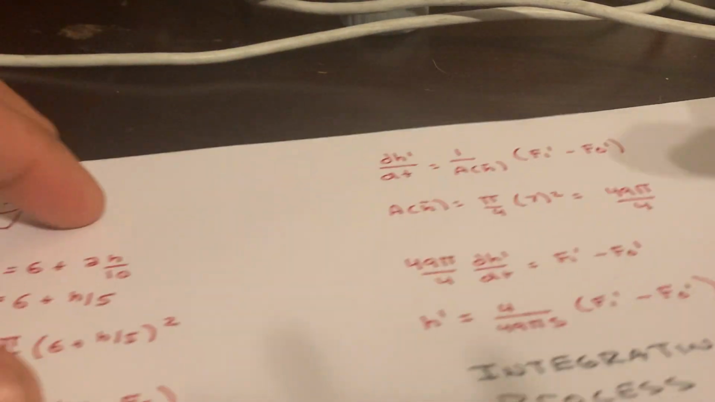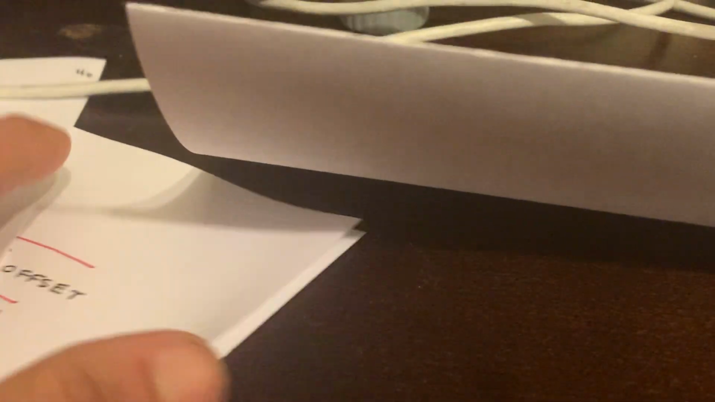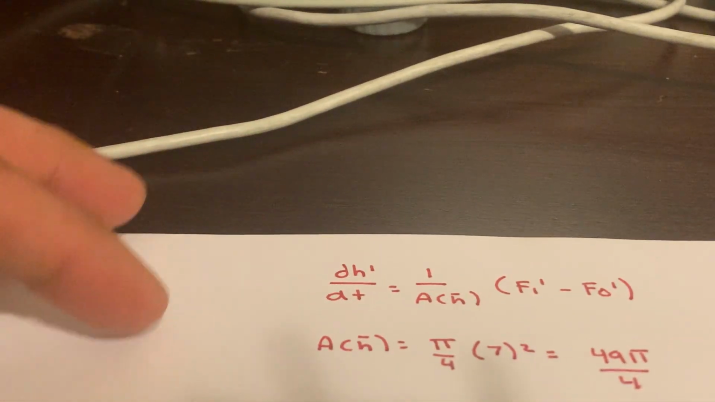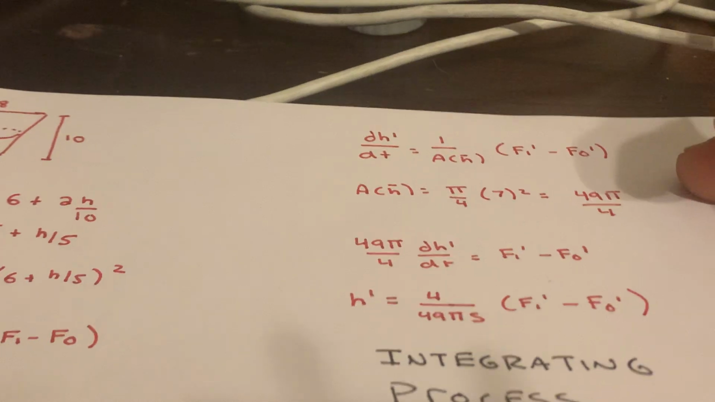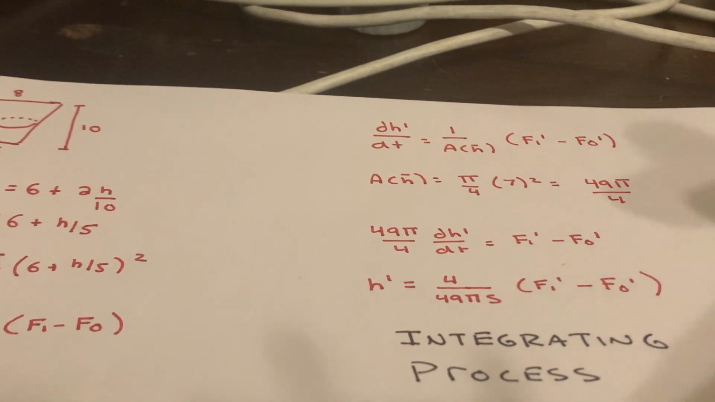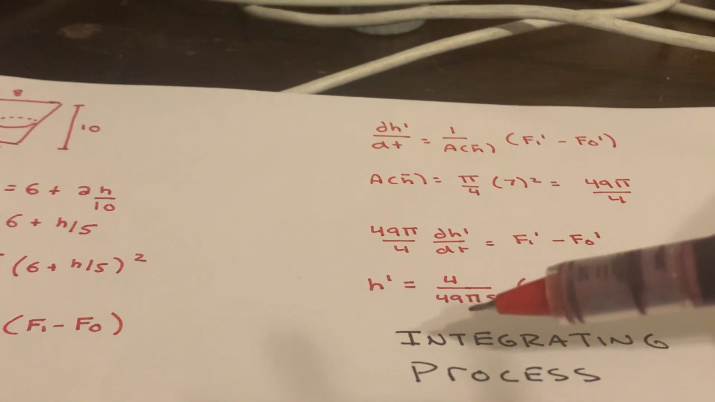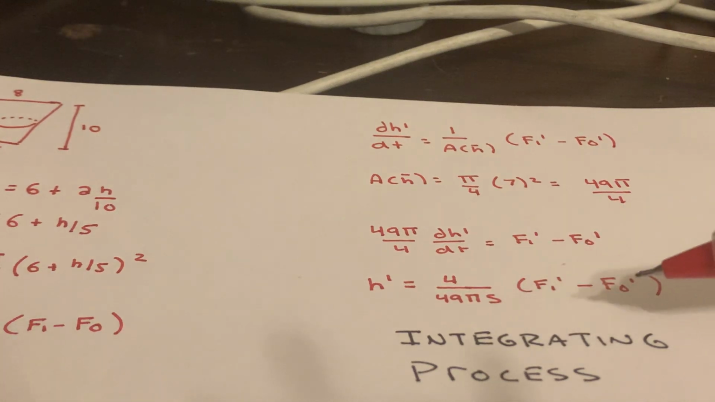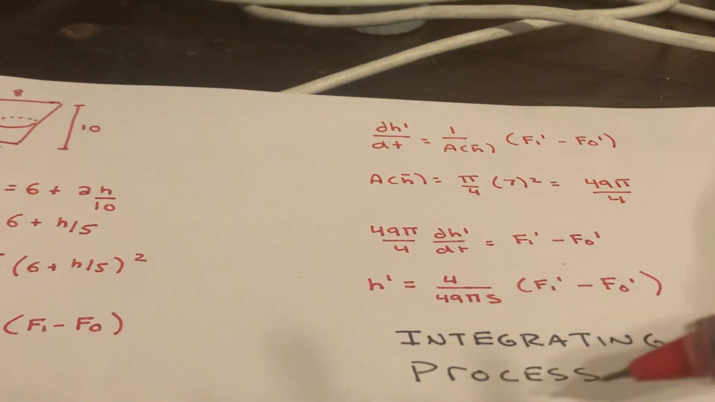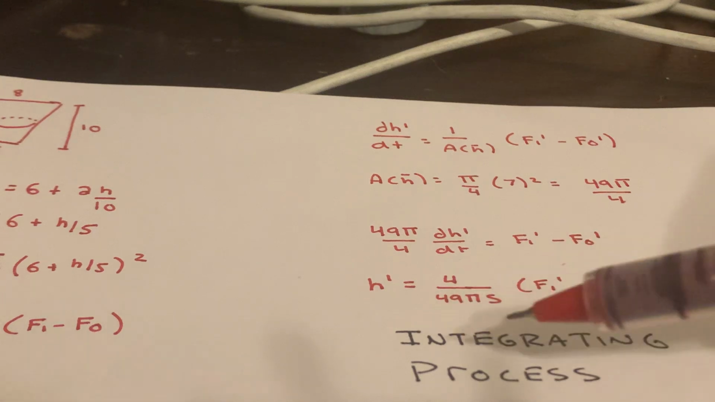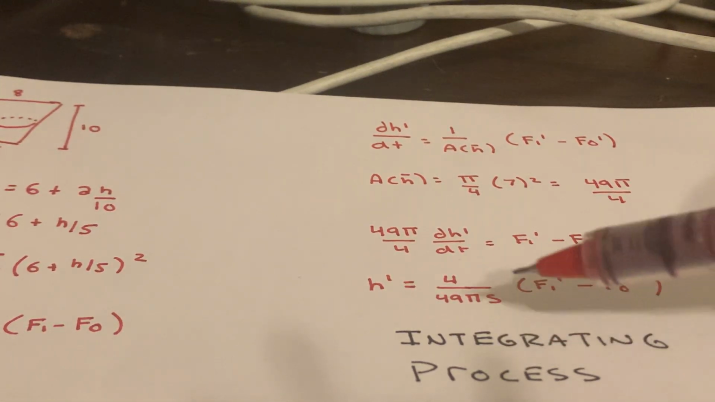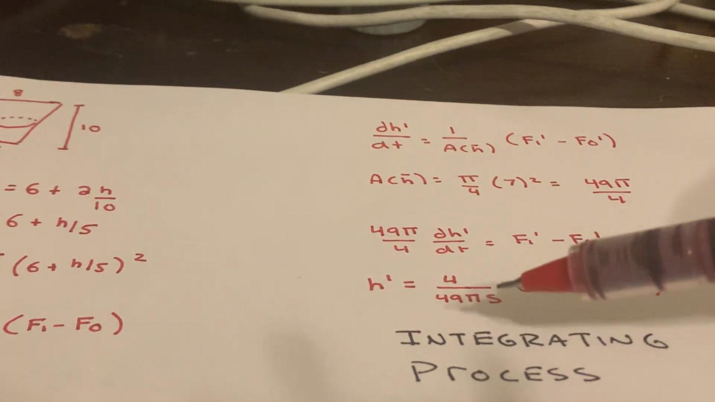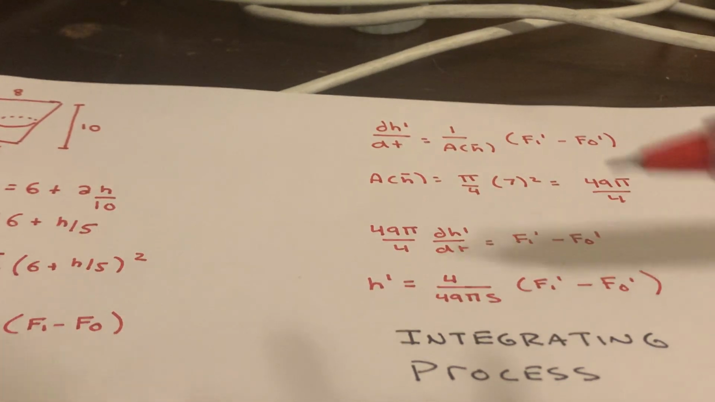We can linearize it, and what we get is the transfer function h prime is 4 over 49 pi s, times f in prime minus f out prime. As I mentioned, this is an integrating process because we don't have a time constant here. Actually, we have a pole solely at 0, so there's no notion of a time constant because it's at 0.